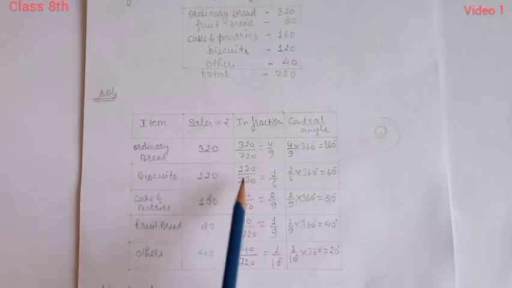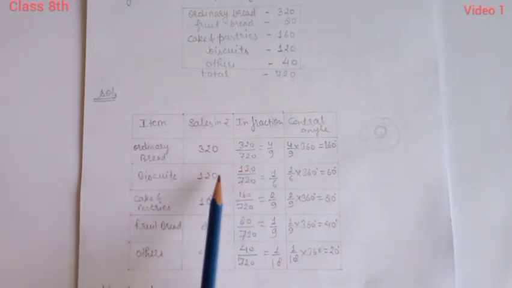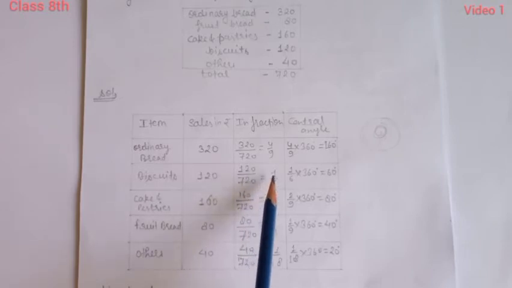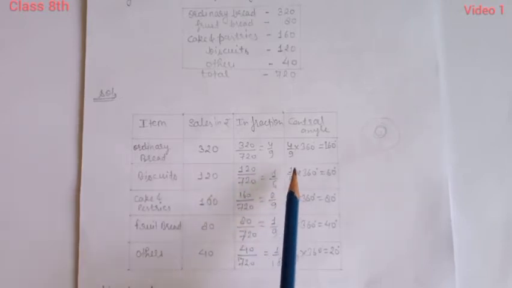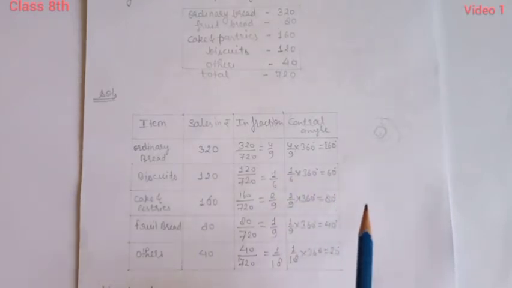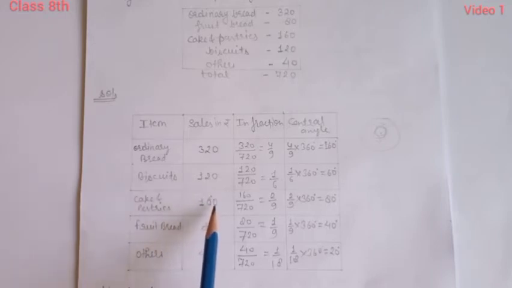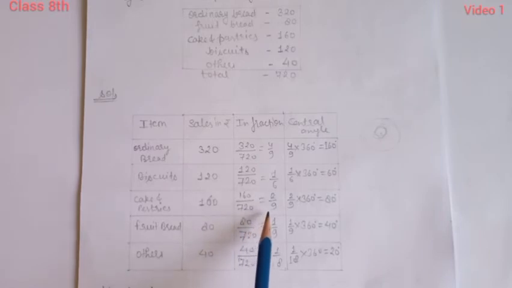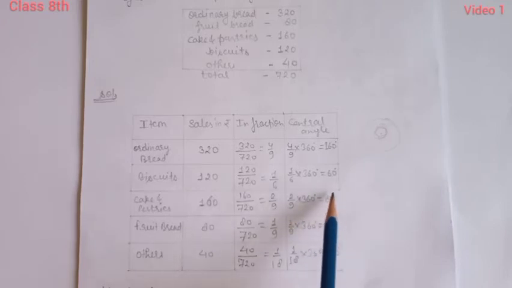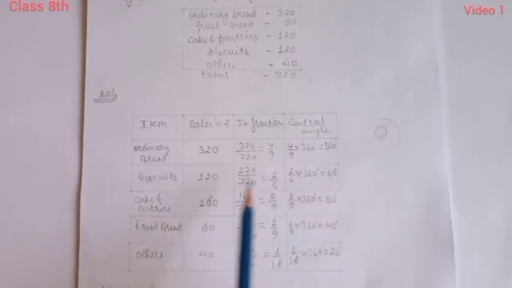Similarly for biscuits, the fraction we need to find is 120 divided by 720. 720 is the sum of all, and we obtain the fraction 1 upon 6. So 1 upon 6 into 360 is equal to 60 degree. Okay students, similarly for cake and pastries, sales 160, 160 divided by 720 equals 2 upon 9. Now 2 upon 9 into 360 degrees, so we obtain 80 degree for cake and pastries in a circle.